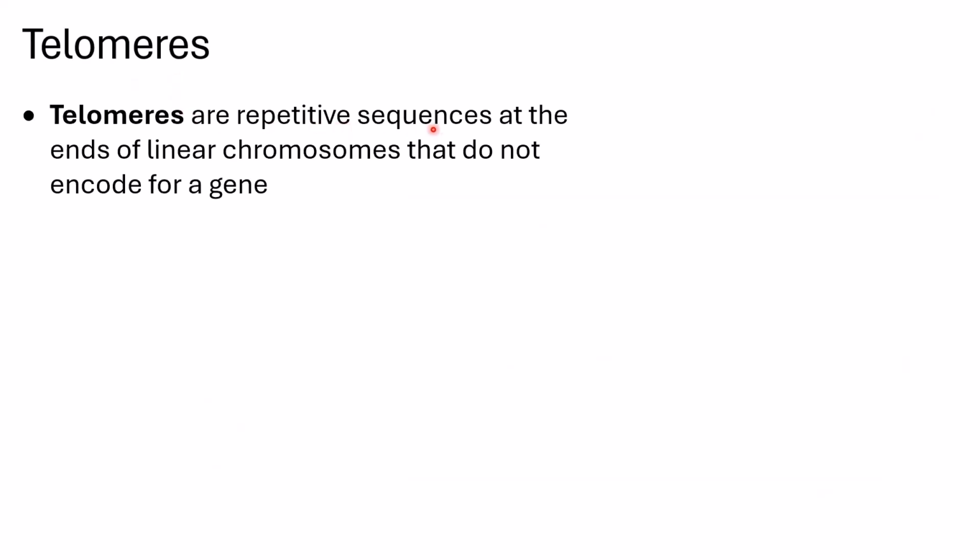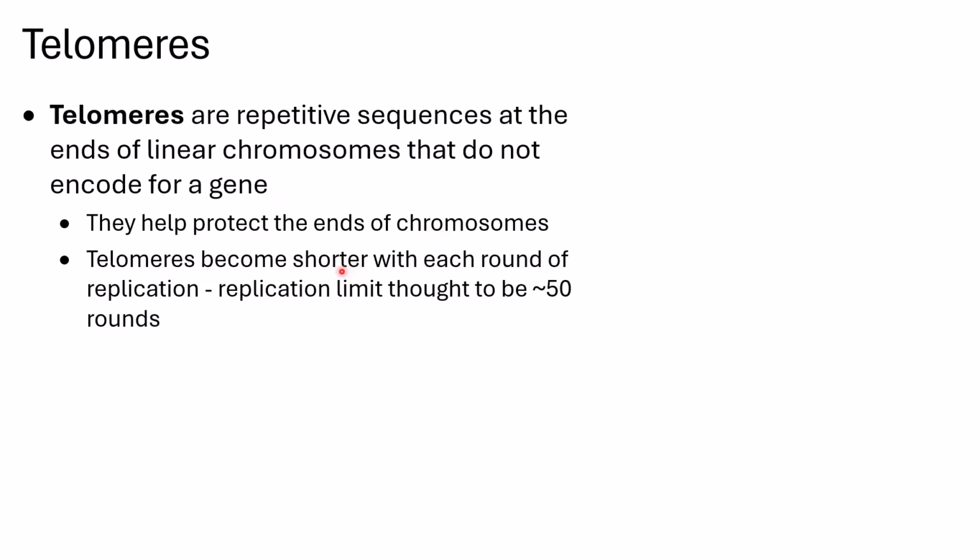Telomeres are repetitive sequences found at the ends of linear chromosomes. Importantly, they do not code for any genes, so losing some of these sequences does not affect our genes at all. Their role is to protect the ends of the chromosome. They do become shorter with each round of replication, and it's thought that cells can replicate about 50 times on average before their telomeres run out.